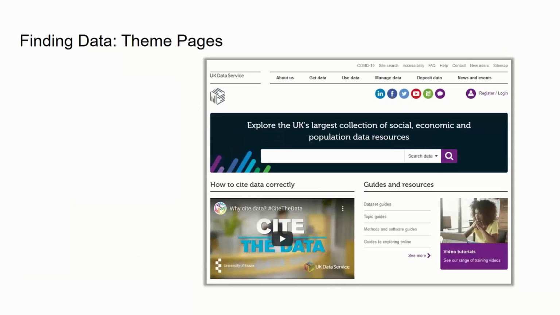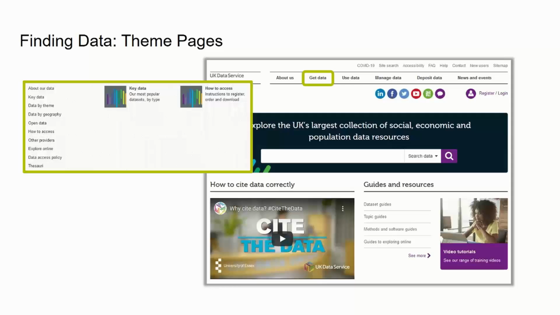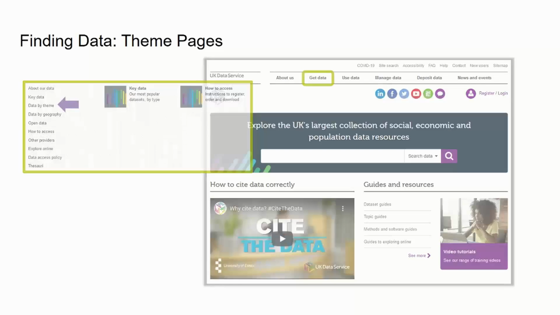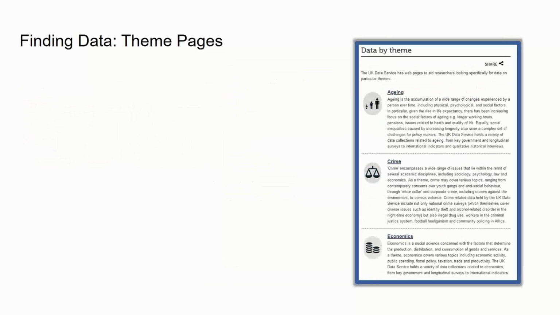Now, if you have a particular research topic that you're interested in, our theme pages will be the place for you. The theme pages can be accessed in a very similar way to our key data. Again, you select the Get Data button on our homepage, but this time you select the Data by Theme option. There are 14 themes in total, such as aging, environment and energy, health, and politics. And in addition to this, we also have a new COVID-19 theme page.